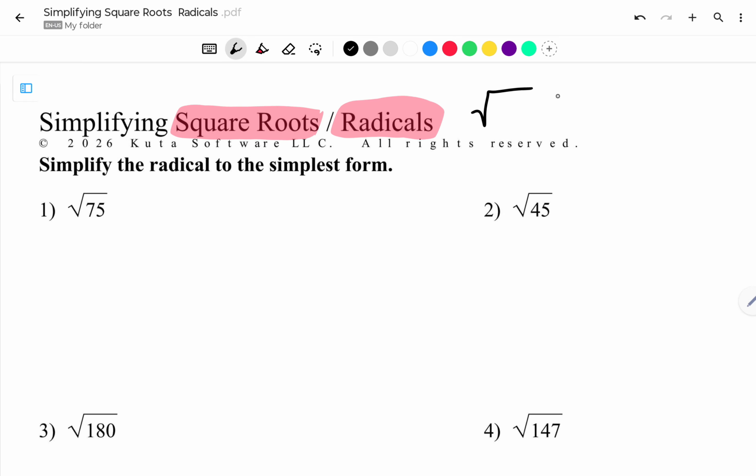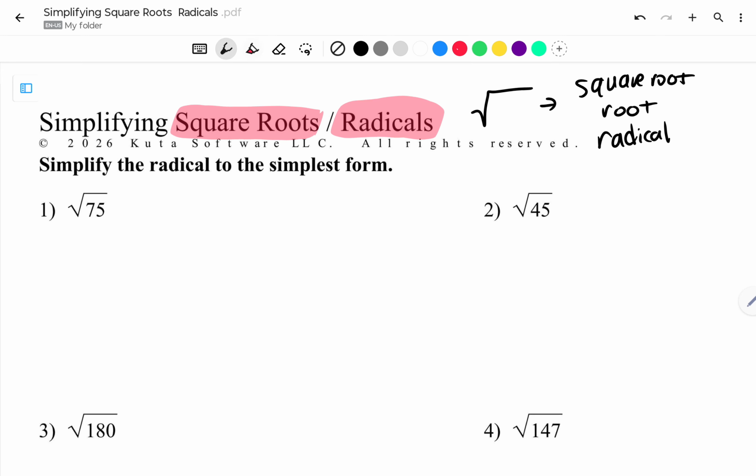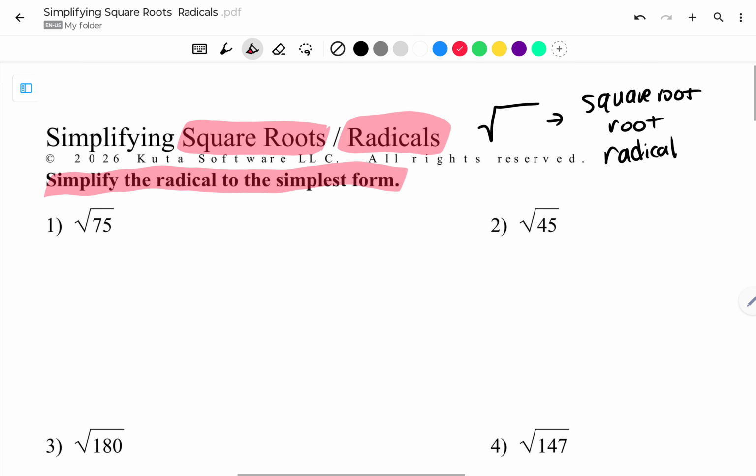Square root. This symbol, you can call it a square root. You can call it a root or you can call it a radical. It's all the same, okay? So here, we want to simplify the radical to the simplest form. So how do we do that? I'm going to show you two different ways. Maybe I taught you one way in class, but I want you to know both ways because both ways are very useful.